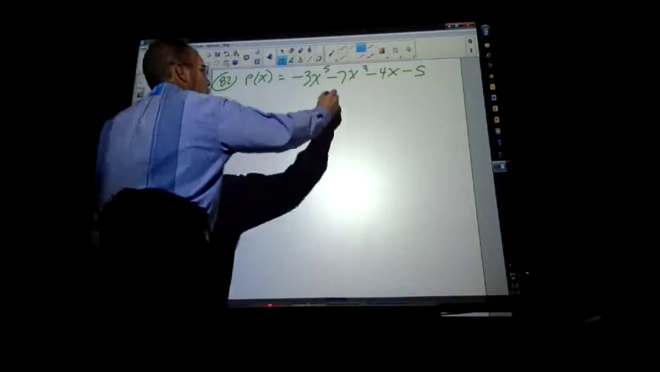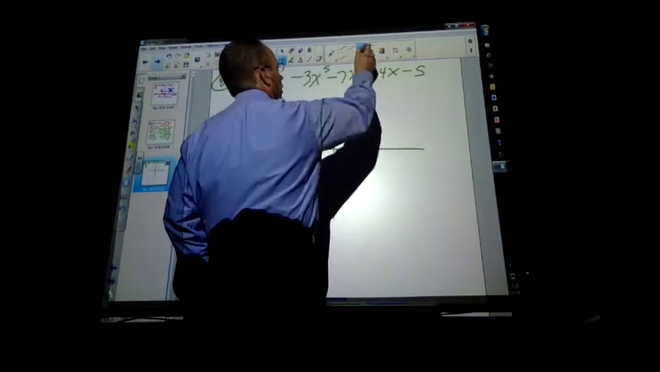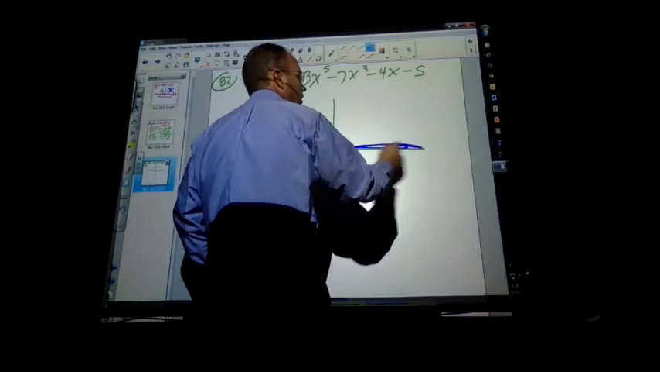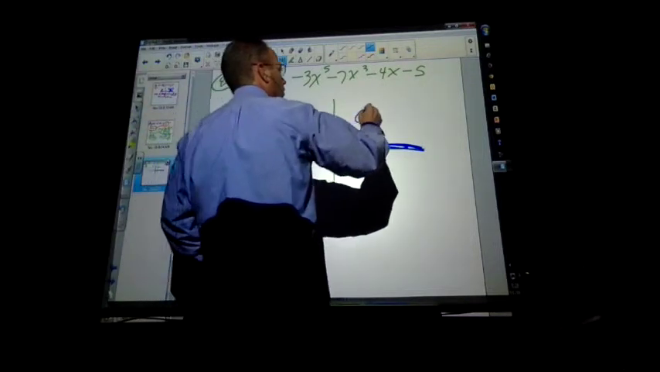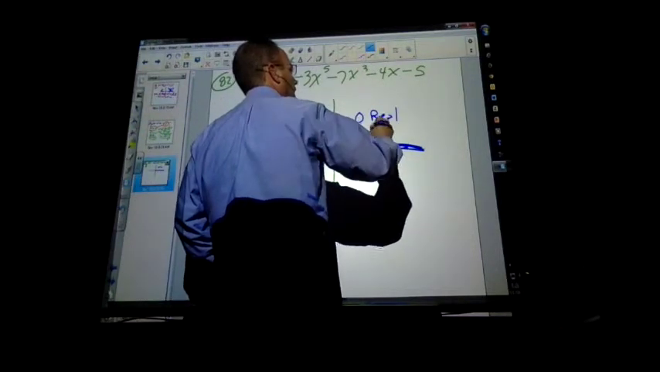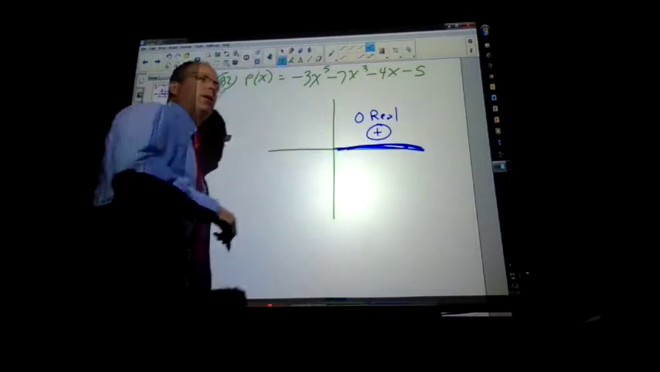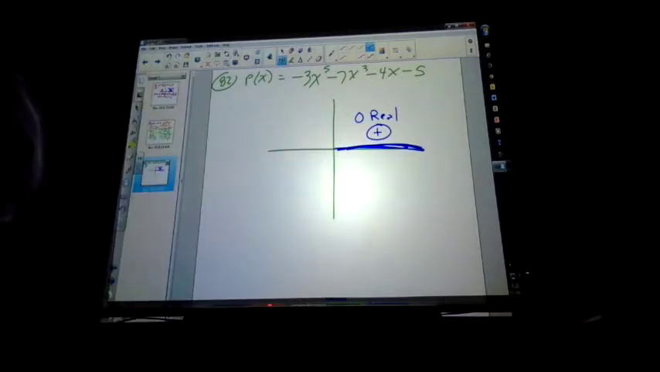First thing I want to do, I want to know if it crosses on the positive side of x. So I have all negative signs. Do I have any sign changes? No. So I have 0 real positive solutions. It will not cross the x-axis to the right of the y-axis. It will not cross any positives.